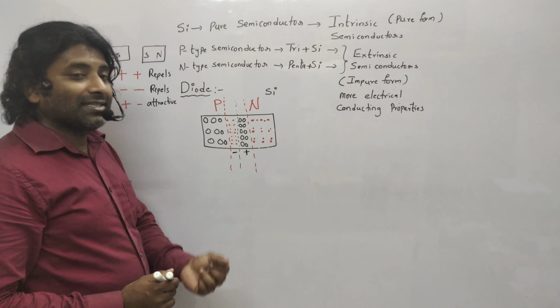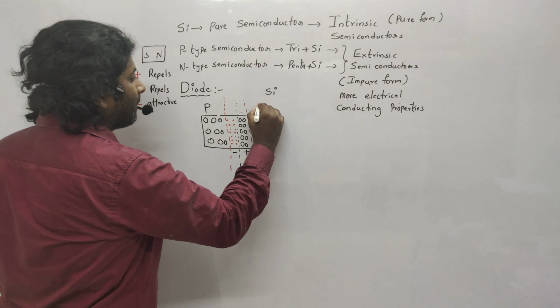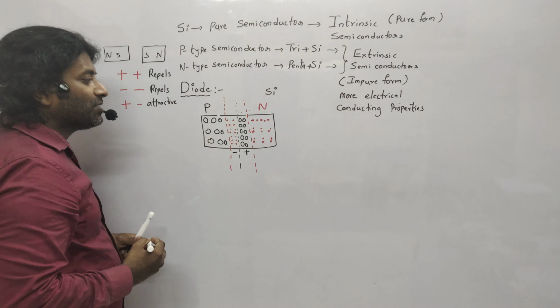I hope it is clear to everyone who is listening. Therefore a junction is formed. So I am writing P here and N here. Now what happens? Observe the things carefully. I am using the same figure for explanation. I expect you are copying in the notes.